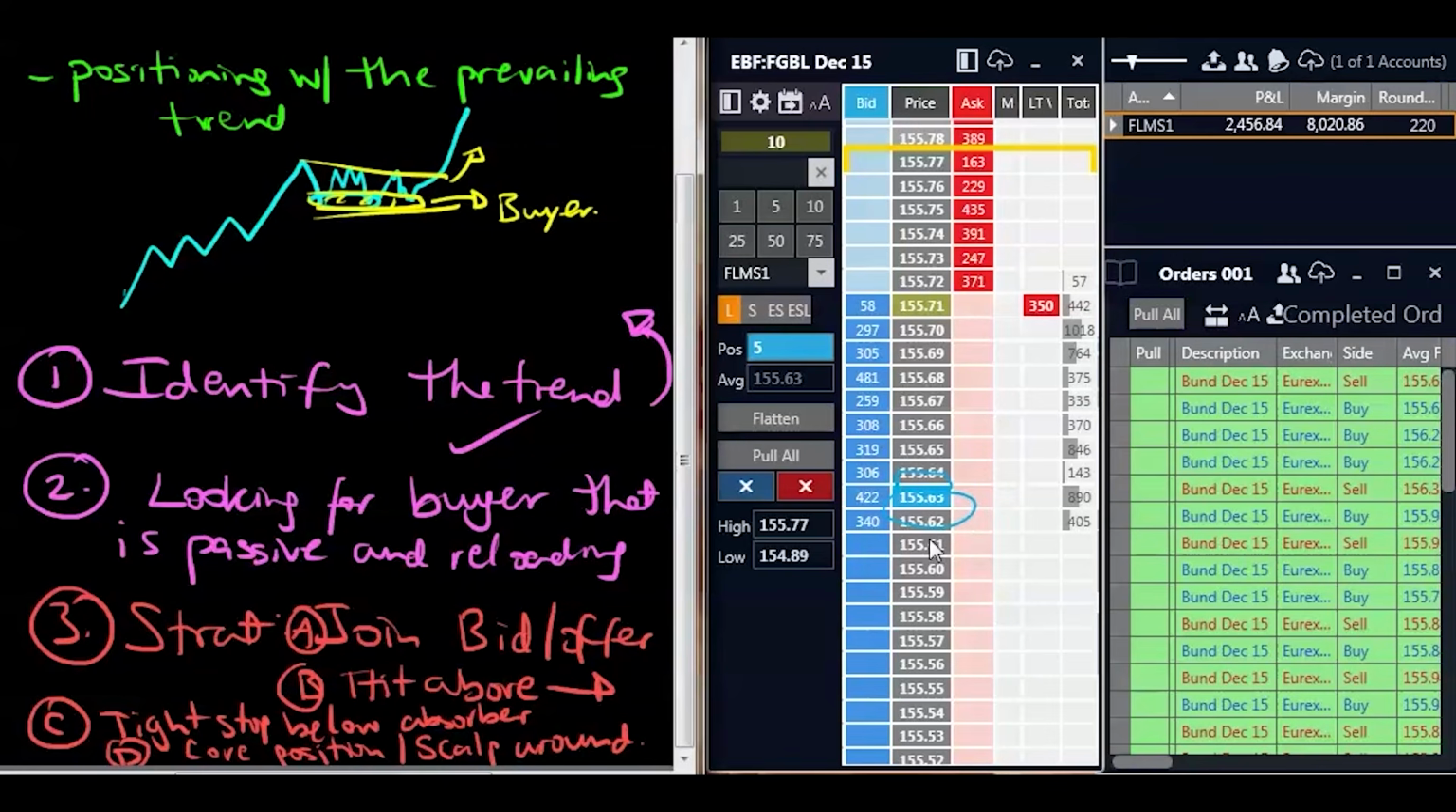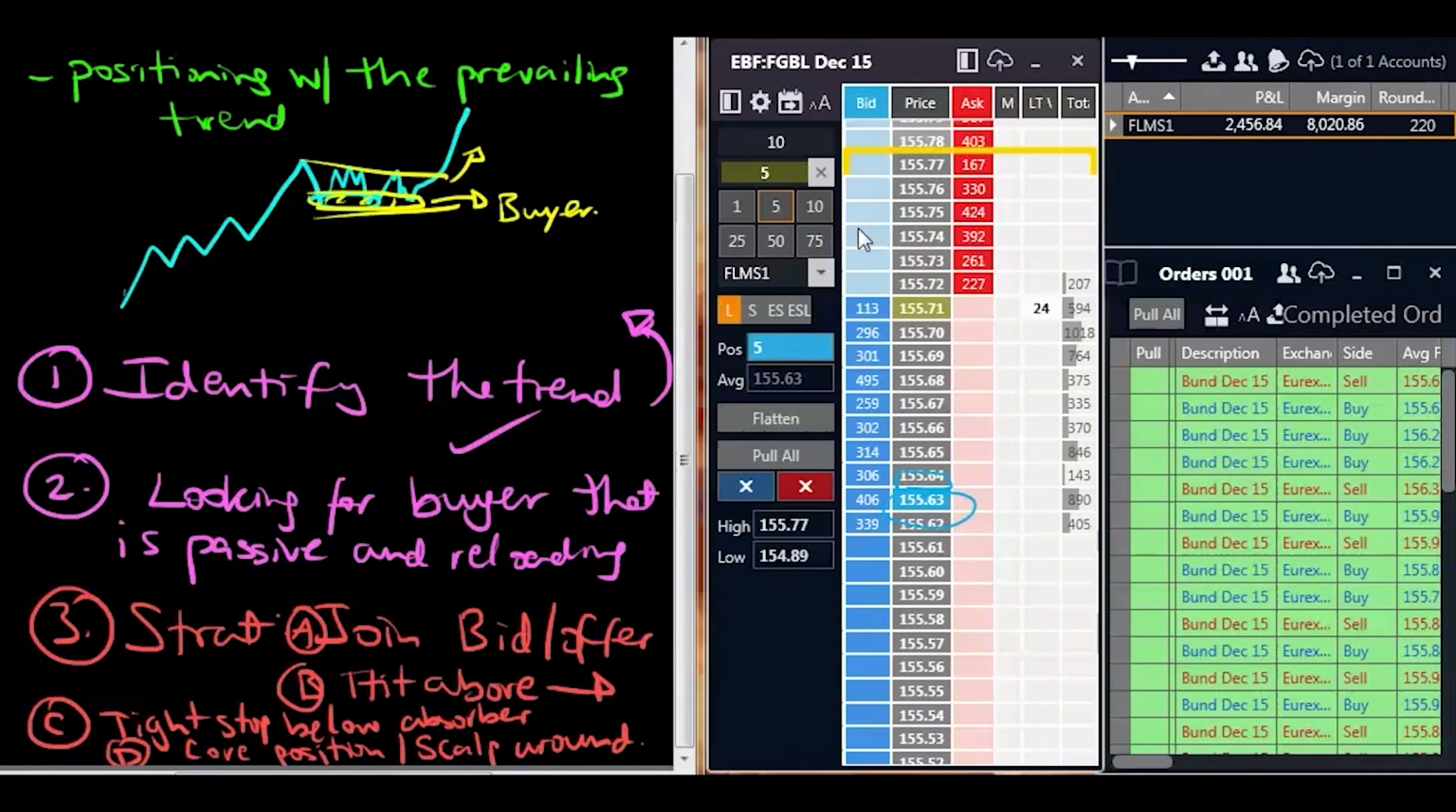But effectively, you could build a core position, scalp around it every time it comes to you, and then keep that core position to run it, until the end of the day or over the next 2-3 hours, or until you see the potential exhaustion in the market that you're looking for to get out.